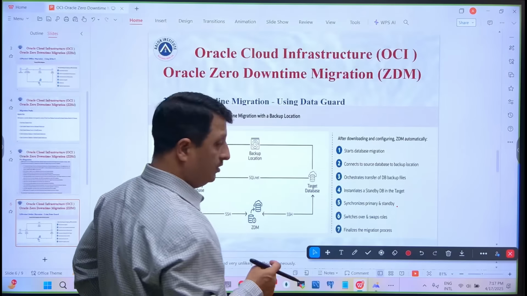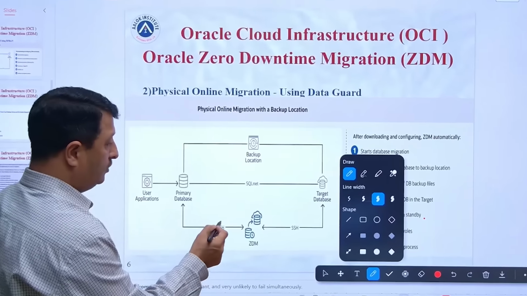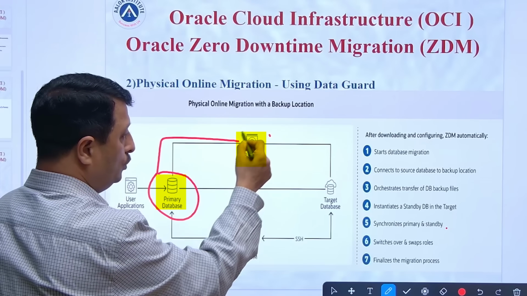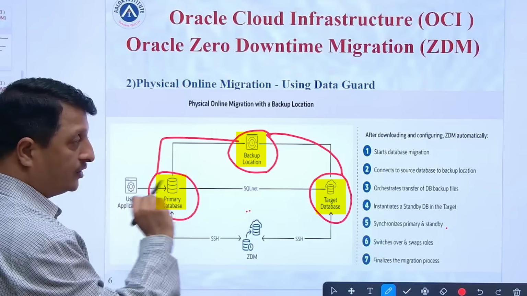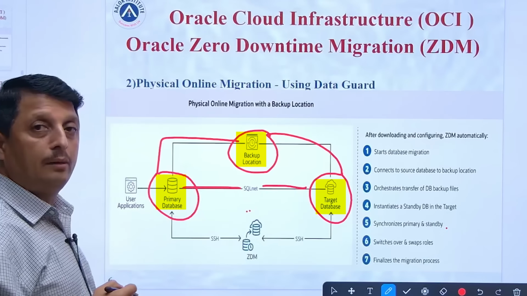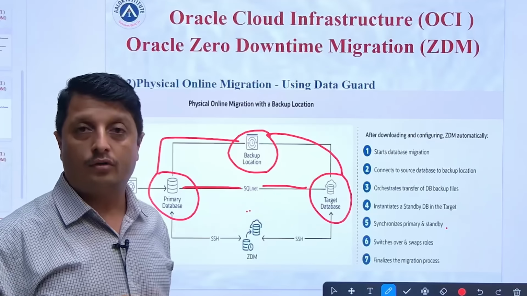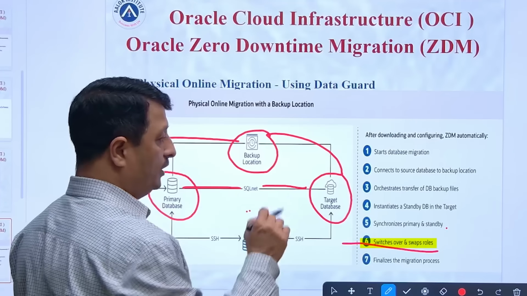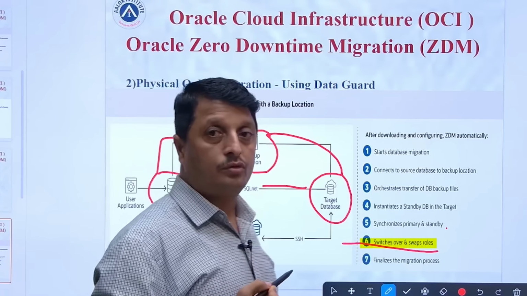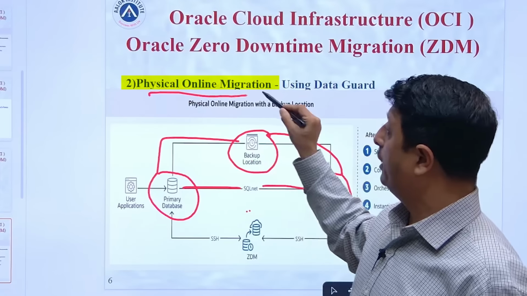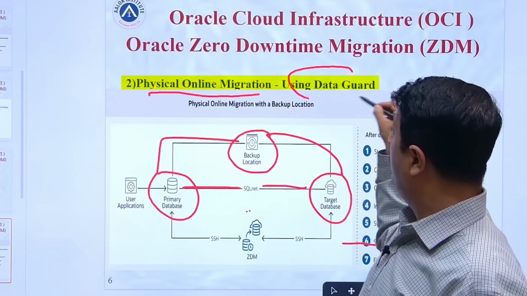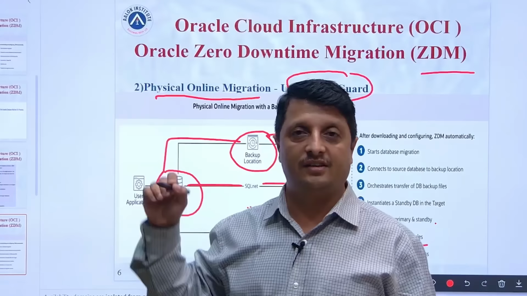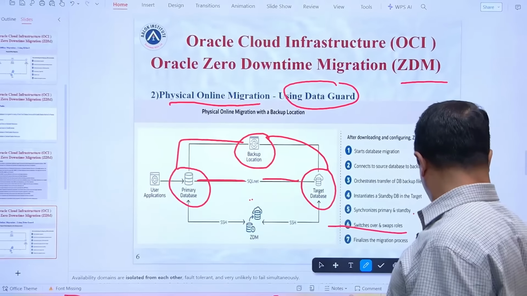Hence this architecture says you need two connections. One is you are performing the initial backup from the primary, you are using this backup to prepare a standby, and after the standby gets prepared, you keep syncing the primary to the standby. Once you are ready to go for switchover, in one go you swap the roles and it is ready to use as a primary. This is what the steps are supposed to say. We call it physical online migration, internally using Data Guard by the utility called ZDM. That's what I just covered in this case.